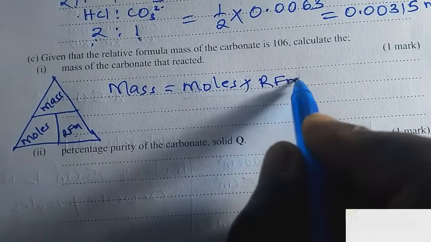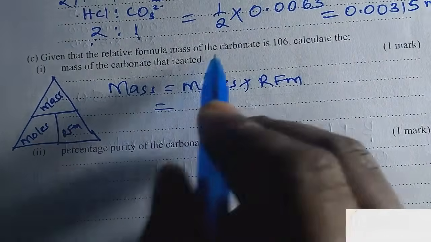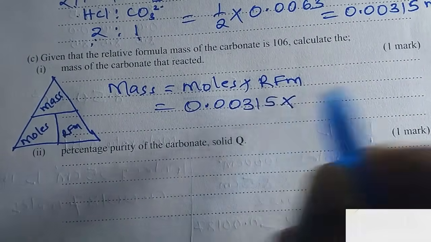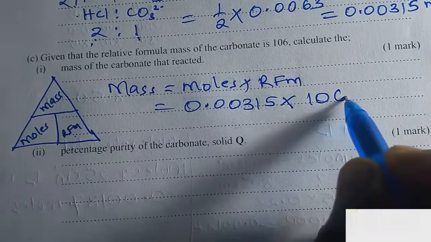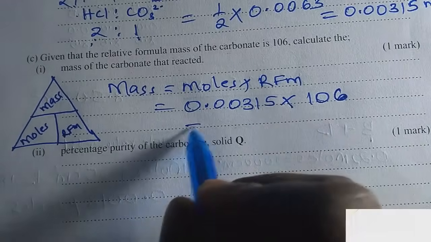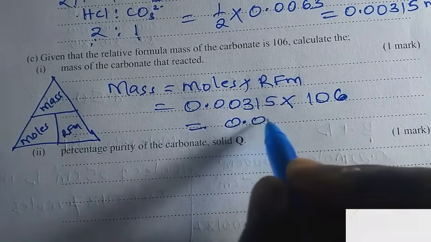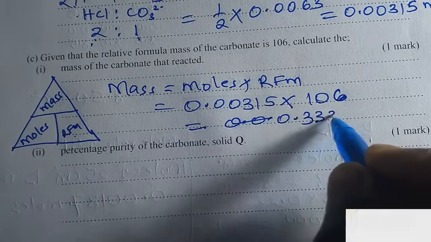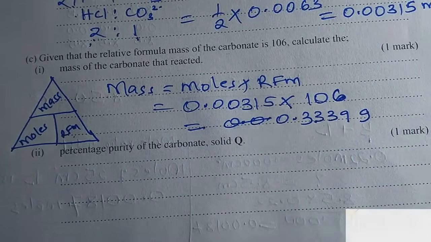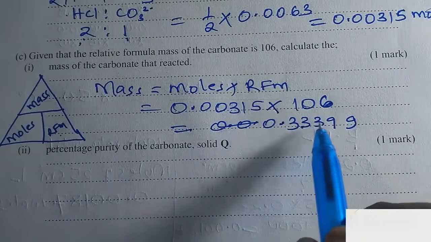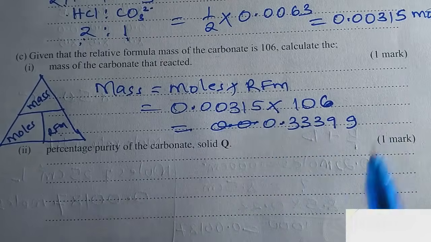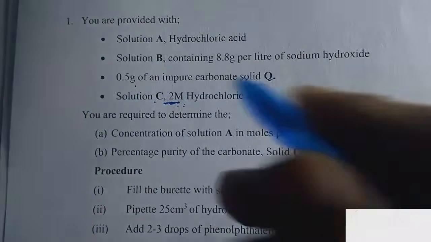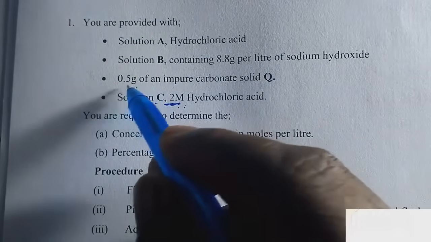So our moles, the moles of the carbonate is 0.00315. You multiply with the RFM, which is 106. And this one gives us 0.3339 grams. So it means this is the mass of the pure carbonate. The other remaining, remember the total was 0.5. The solid Q was 0.5. It means the remaining is the impure one. So we have obtained 0.3339. It means that is the pure one.